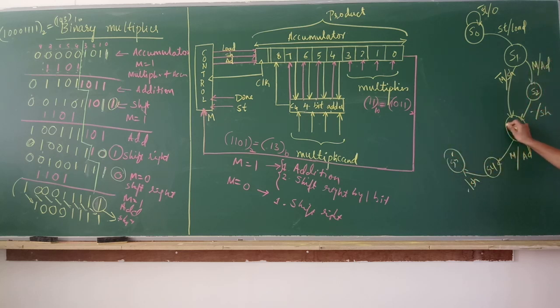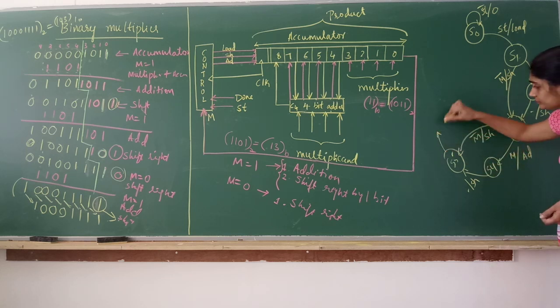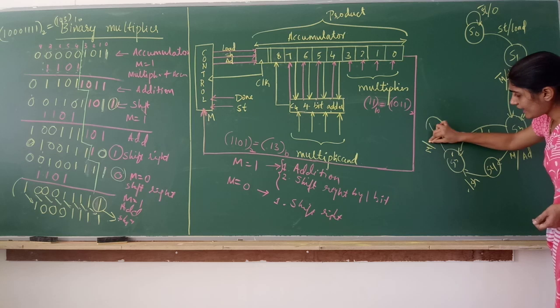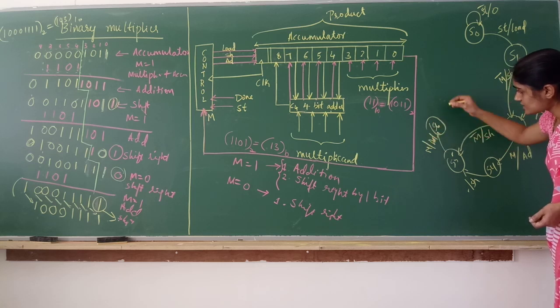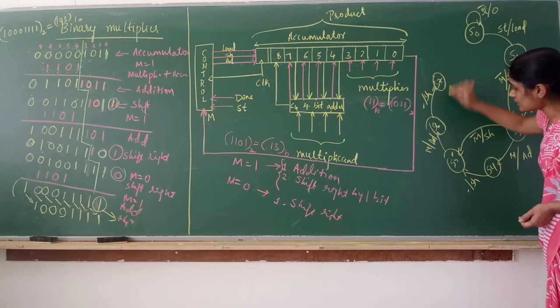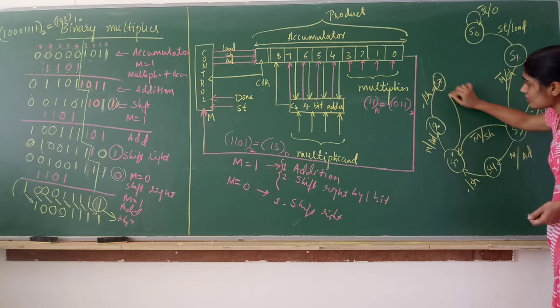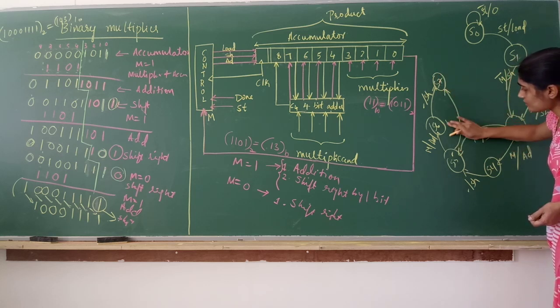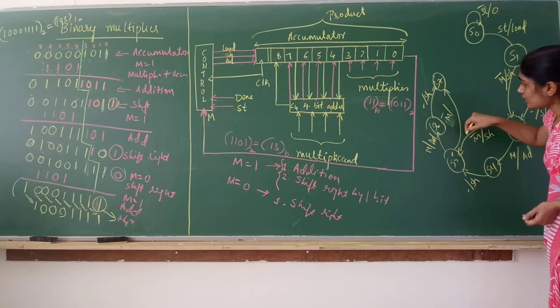S5, shift. In state S3, again if M is 0, only shift. Directly it comes to S5. There is no add. Skip that step, right? Again, if M is 1, add. So S6 followed by shift, S7. Again here, if M is 0, it is M bar, only shift.